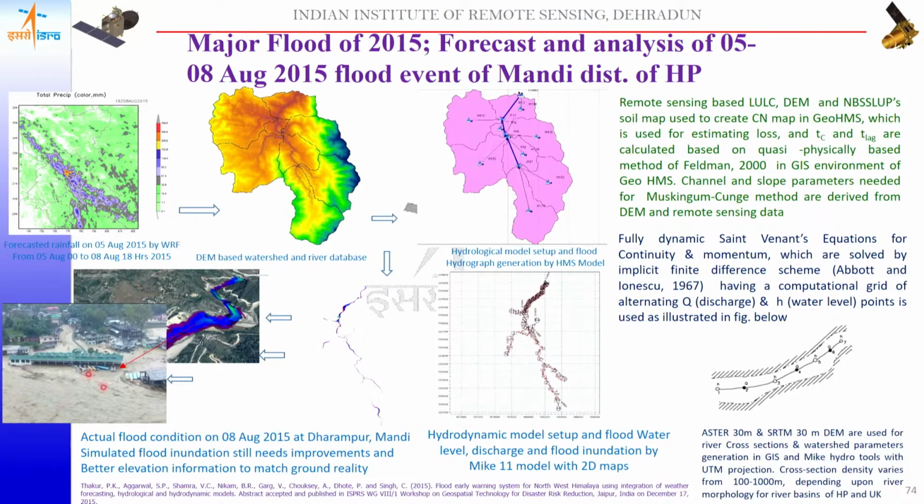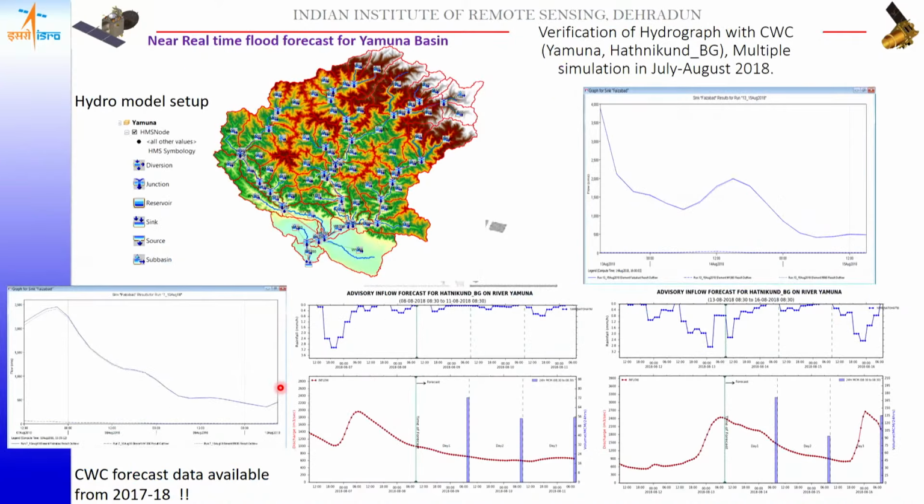This is the Dharampur area of Mandi, which unfortunately was inundated in 2015, and 10 years down the line, again this year it got flooded. This Dharampur station in the Mandi district is near the outlet of this watershed, and if there is an extreme event, it is very near the river system, so it usually gets flooded.